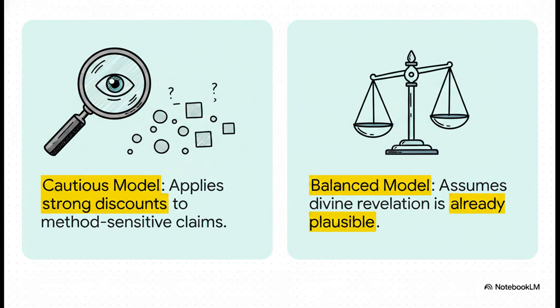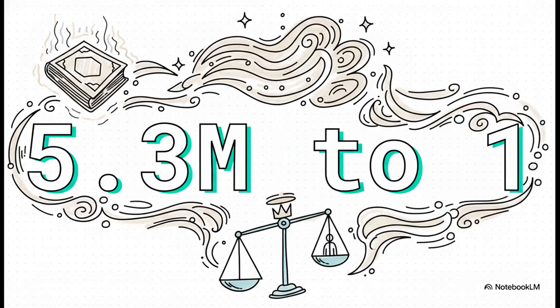There's the cautious model, which is designed for a total skeptic. It really puts the brakes on any claims that might be a bit fuzzy, like how exactly you count certain words. Then there's the balanced model. It starts from the position that, hey, divine revelation is at least plausible, which reflects the source's own internal framework. And even with that super skeptical, cautious model, the final Bayes factor comes out to over 5 million to 1. Now let's remember what that means. According to this specific model, the evidence is 5.3 million times more likely if you assume divine authorship than if you assume purely human authorship.